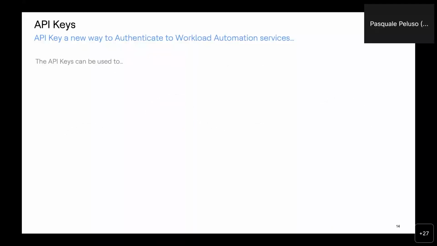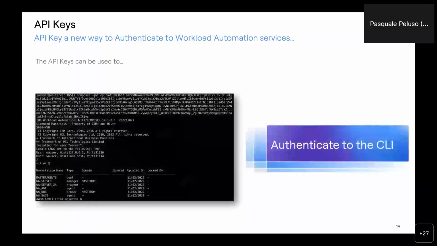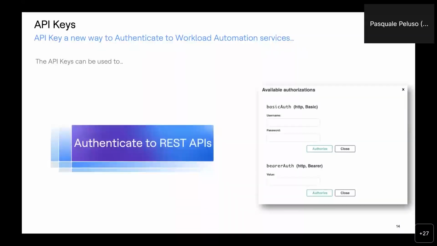What you can do with the API keys, as I said, you can authenticate to the CLI. That means that once you have generated this JWT token, you can use that for accessing, for example, Composer, Batman. So in all those command lines that actually require username and passwords. Or to the REST APIs.